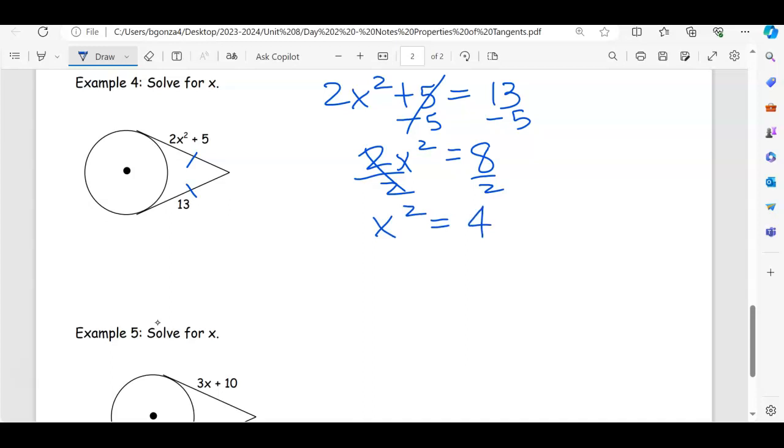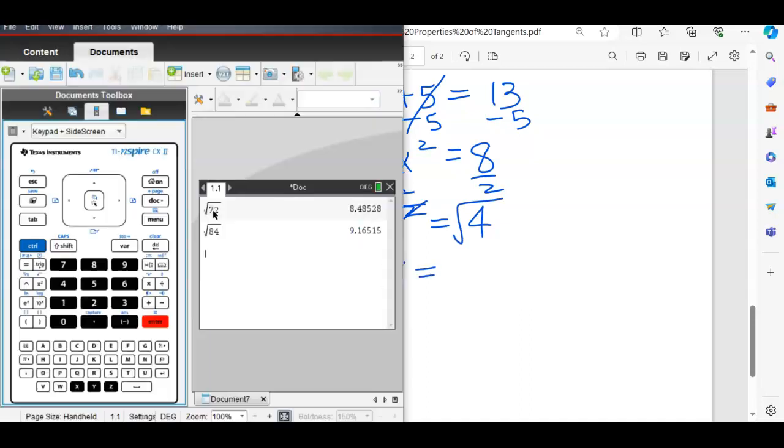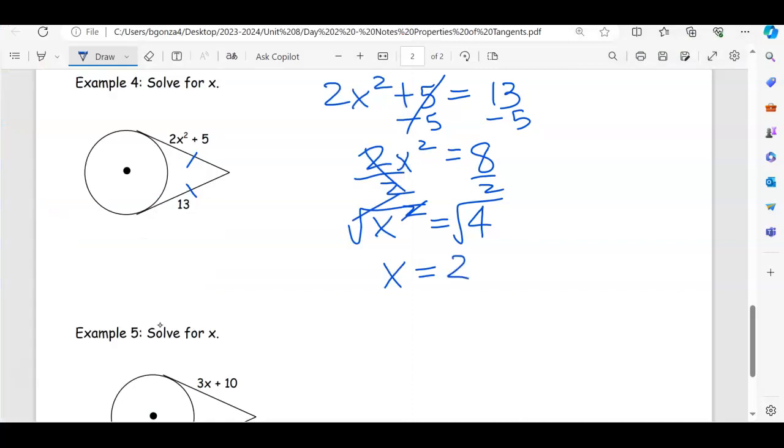Now, just like with Pythagorean theorem, where are your notes? Just like Pythagorean theorem, my last step, to get rid of a squared, what's the opposite of squared? Square root. What is the square root of 4? What times what is 4? If you're not sure, you can always just type it in, but hopefully you know it's 2 times 2, right? So square root of 4 is 2. That's it. X is 2.